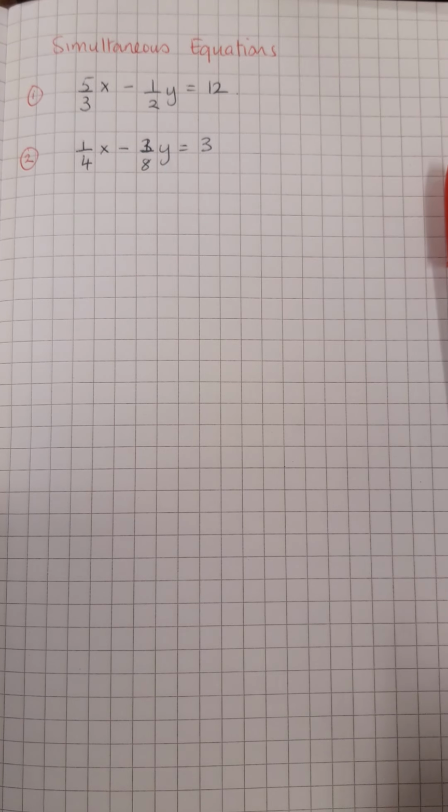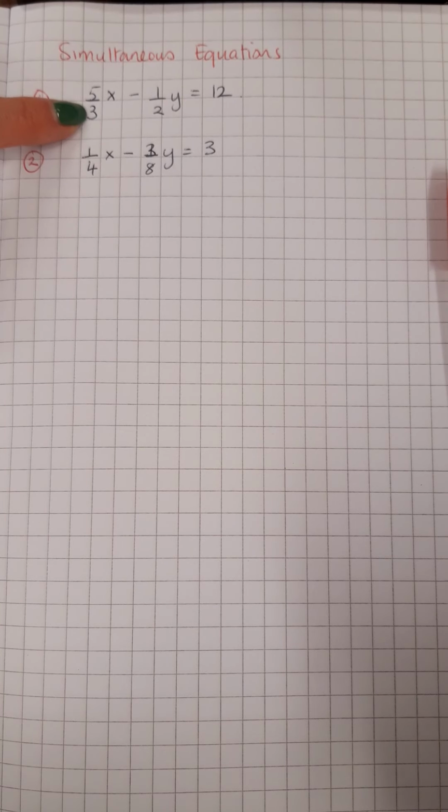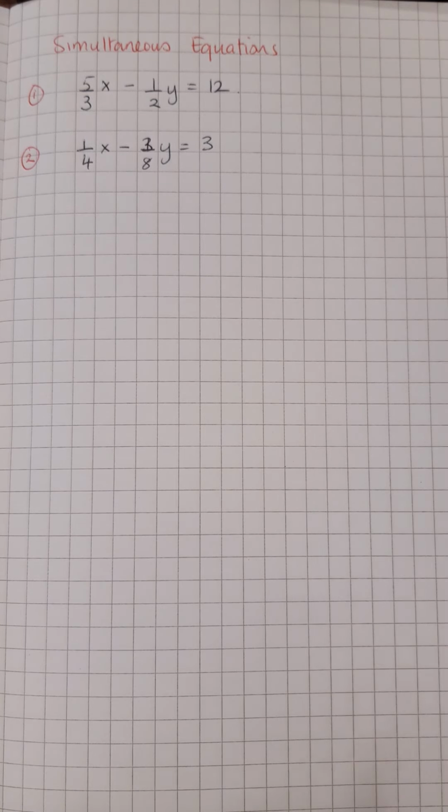Simultaneous equations with fractions. Okay, so you can see in the first equation, we have 5/3 x minus a half y equals 12. And on the bottom line, the second equation is a quarter x minus 3/8 y equals 3. We don't particularly like dealing with fractions when we're trying to solve simultaneous equations. So the best thing to do is get rid of the fractions.